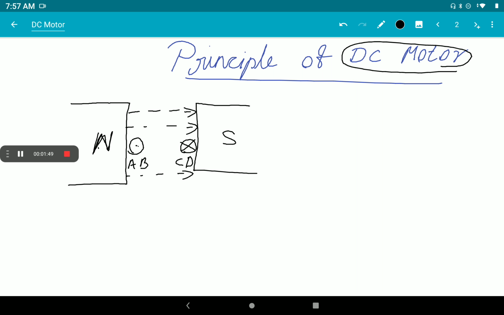The force experienced on these conductors can be expressed as follows. Whenever we apply a current, a DC current flows through the armature winding. When current flows through this winding, it experiences a force, and the force exerted upon the conductor can be expressed as F equals B I L, where B is the density of the magnetic field, I is the value of current flowing in the conductor, and L is the length of the conductor. The direction of motion can be found by Fleming's left hand rule.